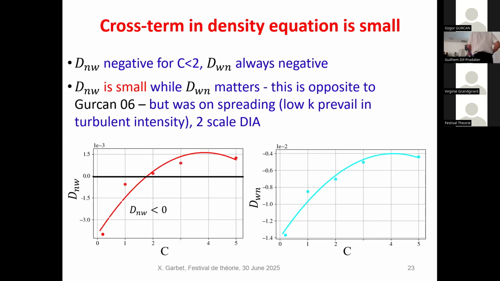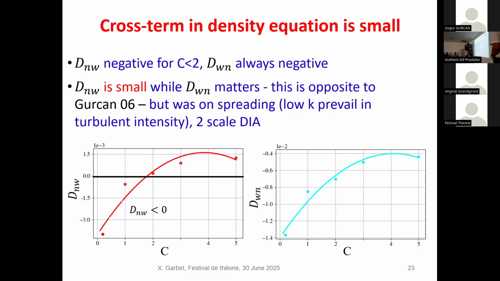Now, this is opposite to what Osgo did some time ago, which was in the frame, I think, of turbulence spreading, where he was using two-scale AI. Where they actually found the reverse. His D_NW was significant and D_WN was not. I think we discussed this already.